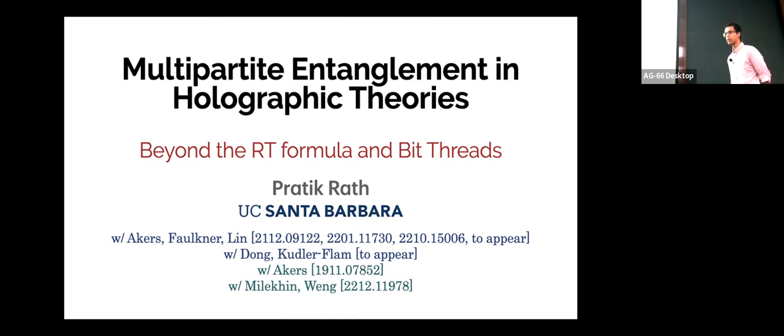In particular, the problem that I'm interested in is trying to understand measures of multi-party entanglement, which are information theory measures that measure entanglement between different parties. A particular theme of this story will be to go beyond just the RT formula, which measures two-party entanglement. And there's a nice bit thread story, which is equivalent to the RT formula. We'll see how these things change as we go to multi-parties.